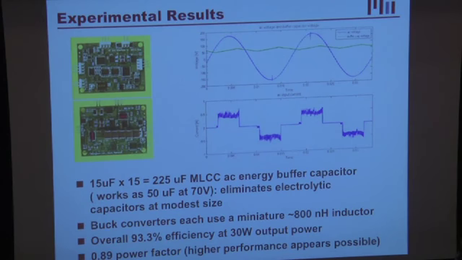And lastly, the power factor is 0.89. I said 0.7 or 0.9, depending upon the market, was the right number. This could be above 0.9. Our initial prototype was just a little bit off.